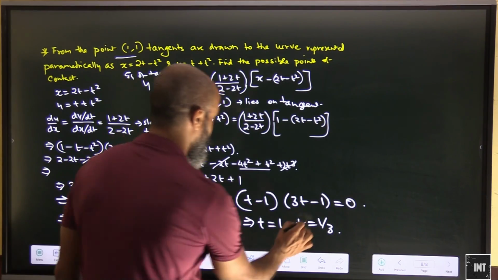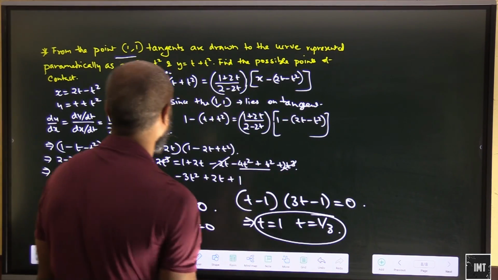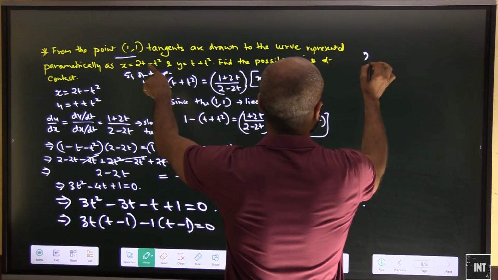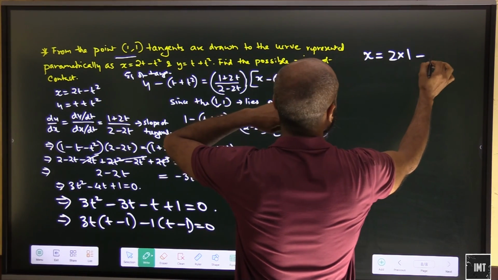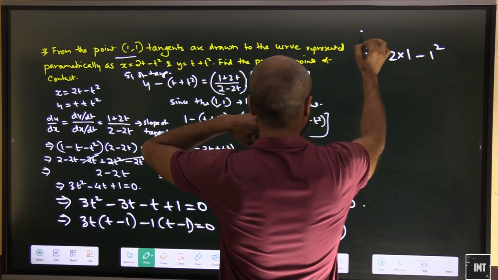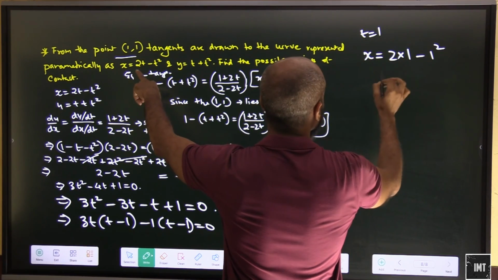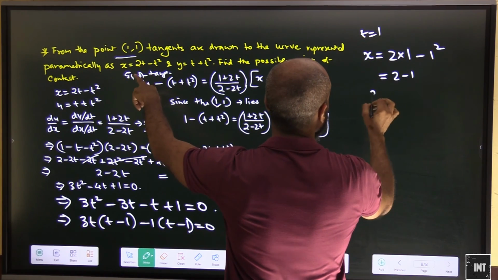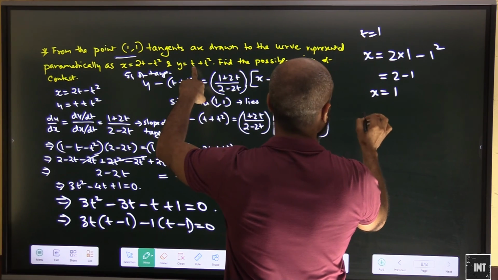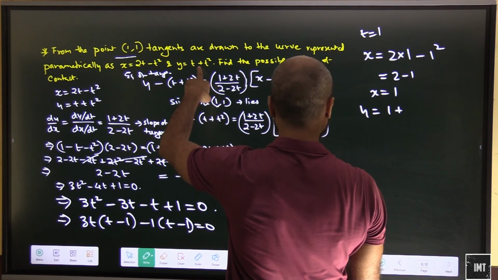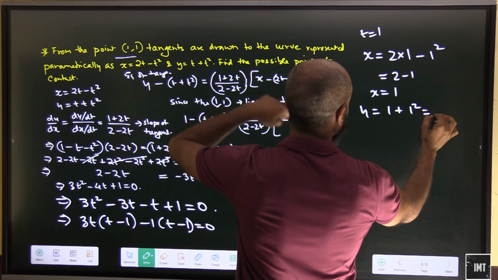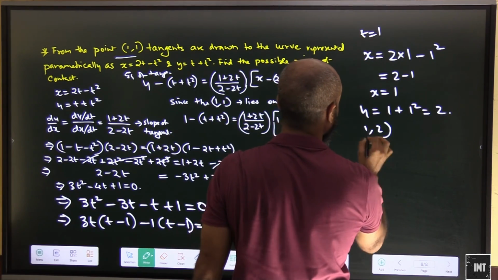So if t is equal to 1 or t is equal to 1 by 3, what points would we get? X is equal to 2t minus t square, so when t is equal to 1, that is 2 minus 1, so x is equal to 1, and correspondingly y will be 1 plus 1 square, that will be 2. So one point is basically 1 and 2.